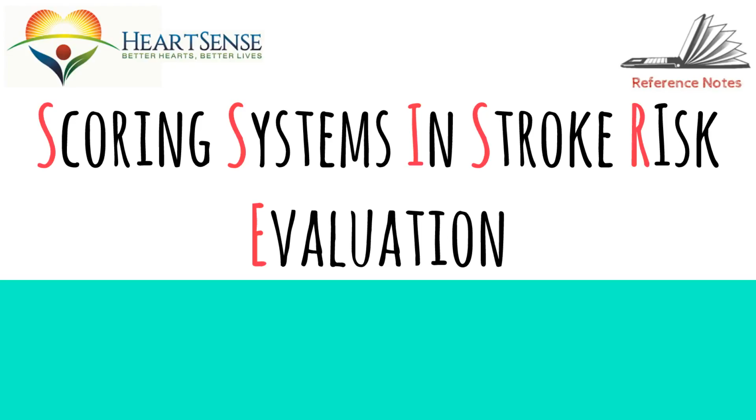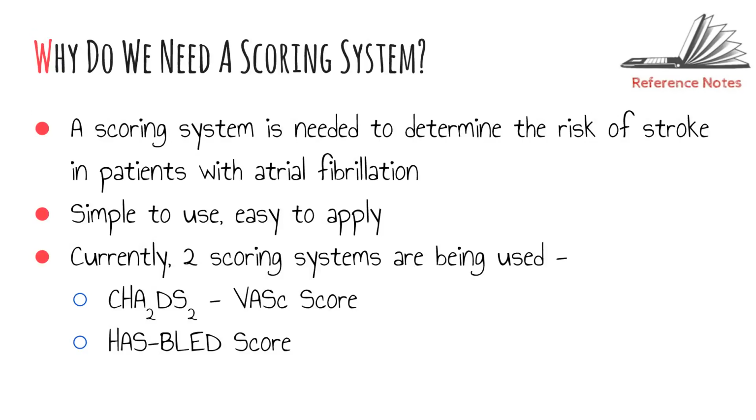One of the major problems that we face as doctors looking after patients with atrial fibrillation is that they may have an increased risk of stroke in the future due to the irregular heartbeat and the risk of thrombus formation. So it is quite important that you know how to evaluate these patients. So what are the scoring systems that are currently available?